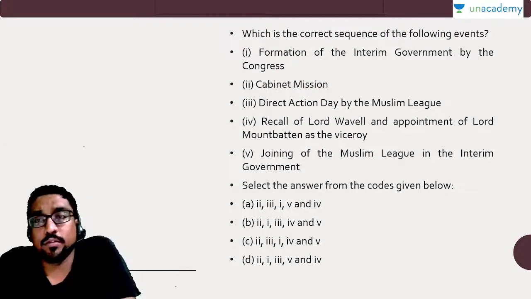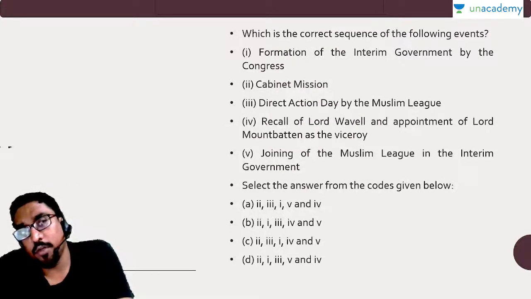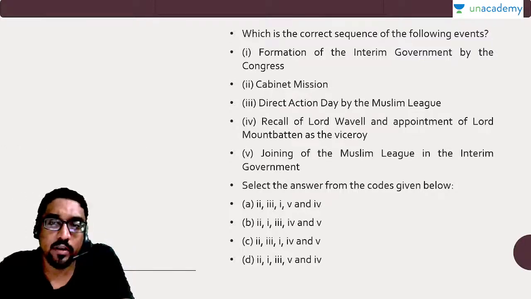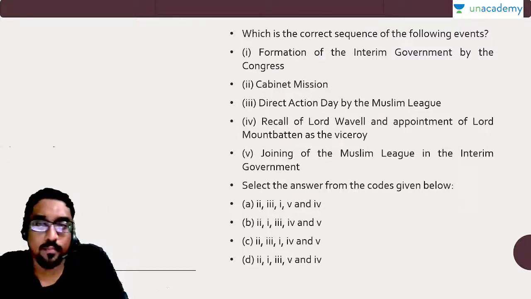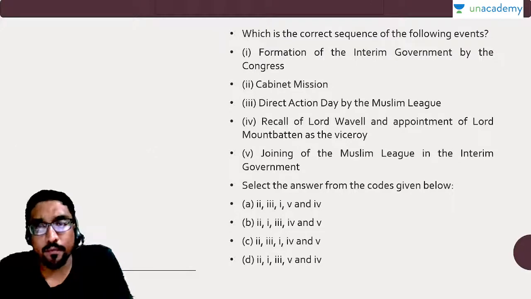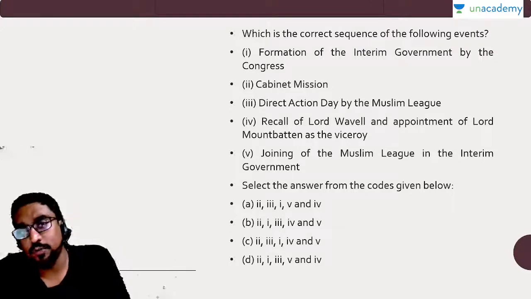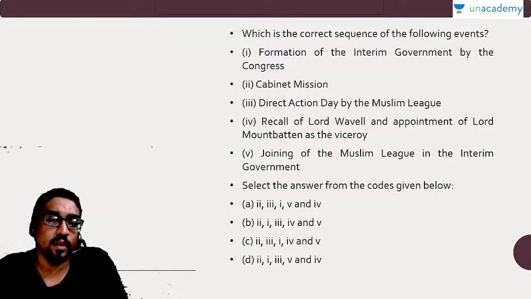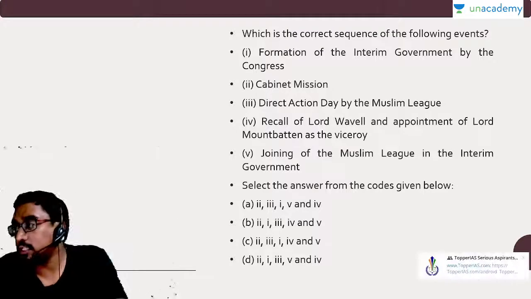Which is the correct sequence of the following events? Formation of interim government by Congress, Cabinet Mission, Direct Action Day by the Muslim League, recall of Lord Wavell and appointment of Lord Mountbatten as the Viceroy, joining of Muslim League in the interim government. Select the correct answer from the options given below.